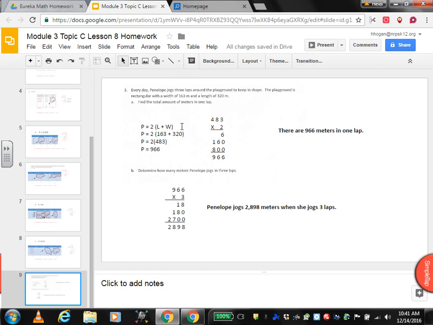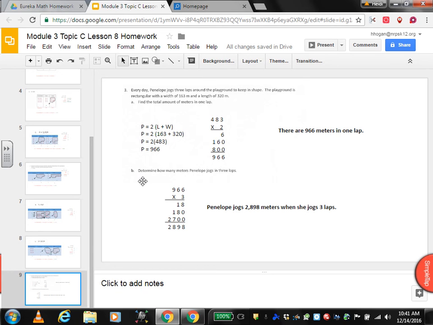Perimeter equals 2 times length plus width. You might have to do this work somewhere else. I could do it in my head. You might not be able to. It gives you 483. 2 times 483. Oh, we're going to need to do partial products. 2 times 3 is 6. 2 times 8 10s is 160. 2 times 4 hundreds is 800, which gives us 966. So that means there are 966 meters in 1 lap.